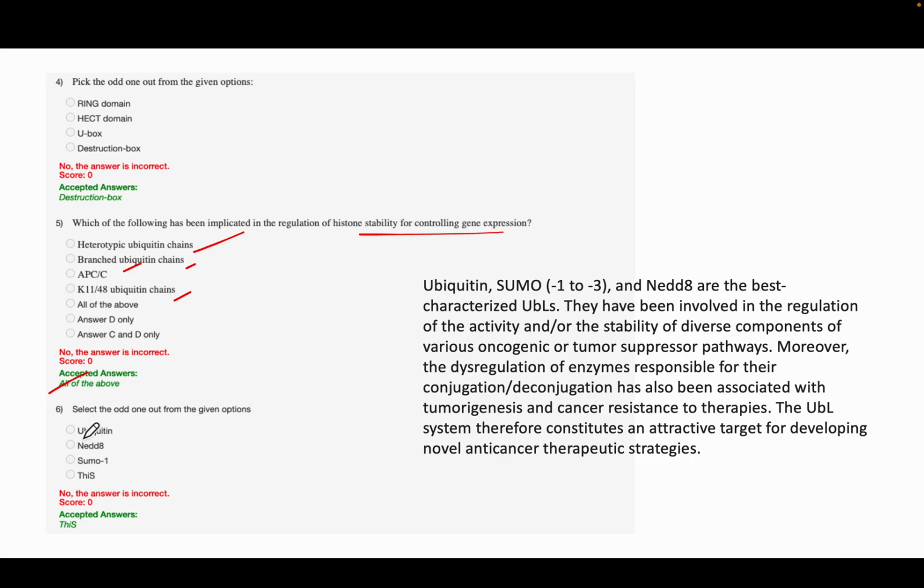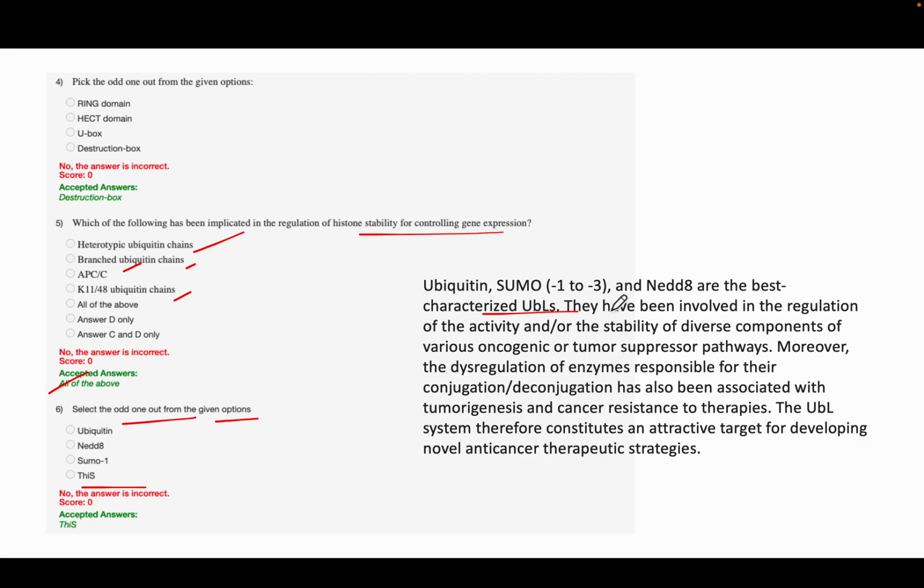The next question is, select the odd one out from the given options: ubiquitin, NEDD8, SUMO1 and ThiS. Ubiquitin, NEDD8 and SUMO1 are the best characterized ubiquitin-like proteins, so these come into one group, and ThiS is a sulfur-carrying protein, which comes in another group.